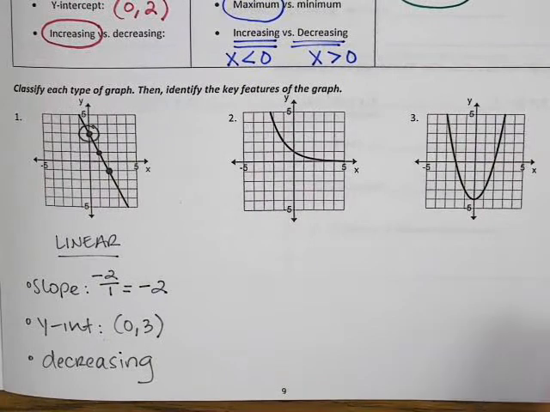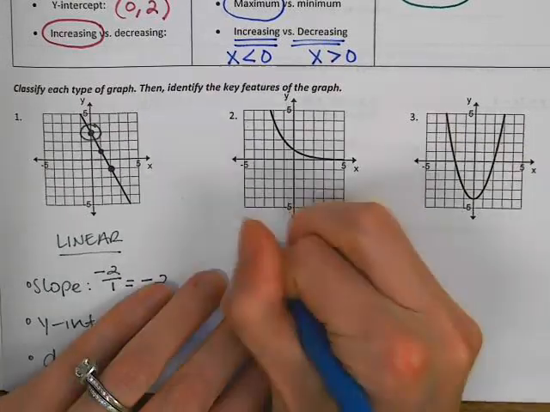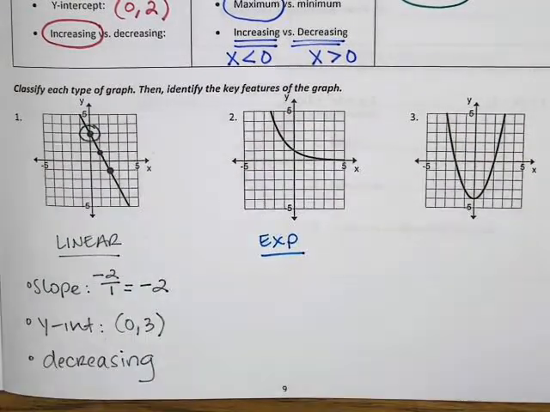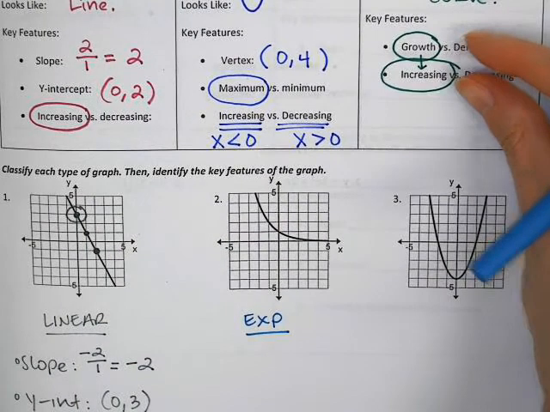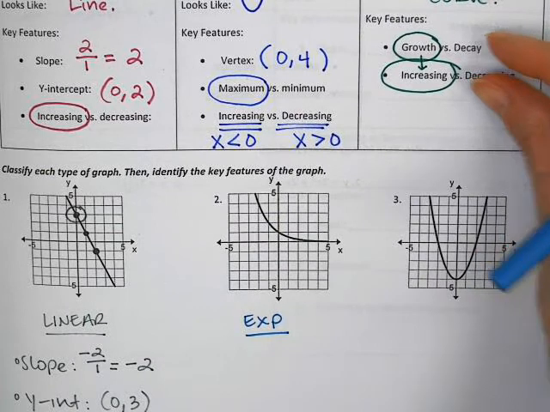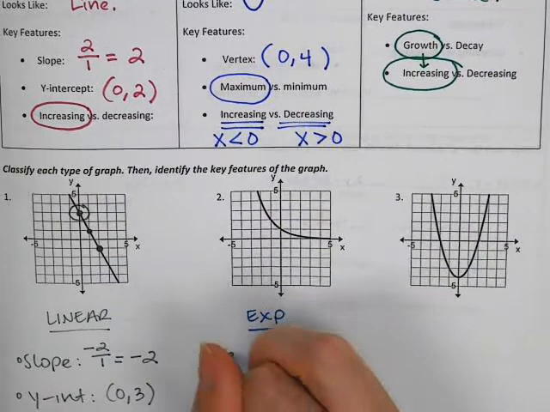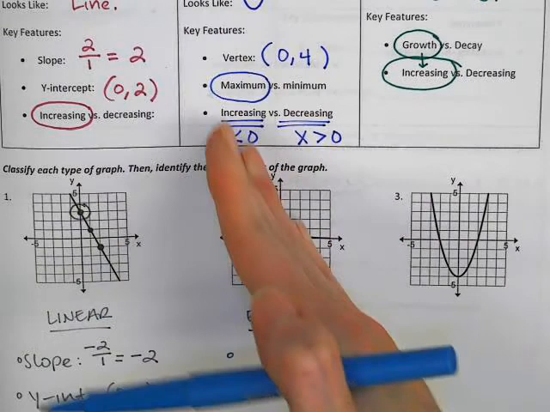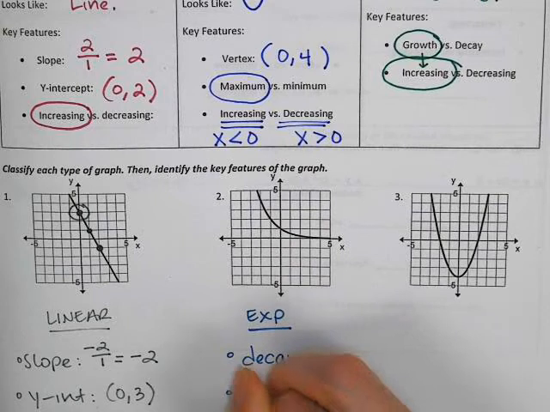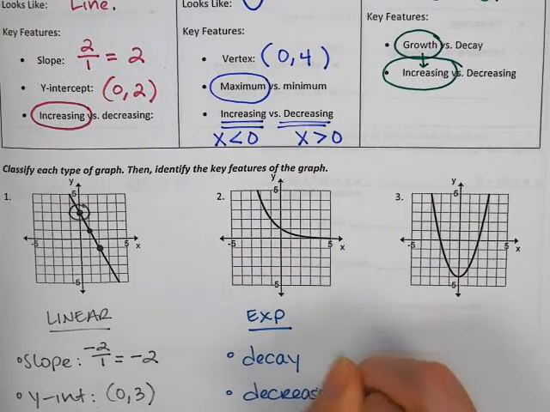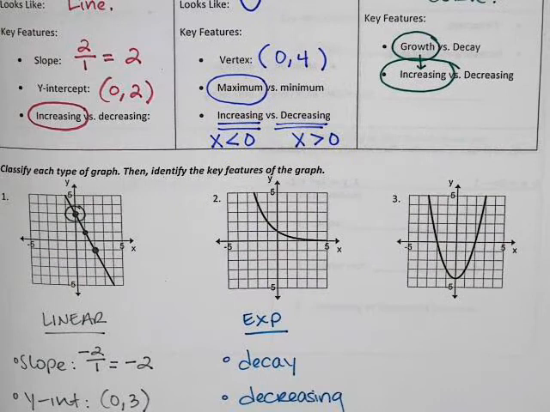We'll just stick with the ones on the front. Okay, number 2. This one, would you guys say is linear, quadratic, or exponential? And it's just that one little curve, so it's exponential. And with exponential, you guys have to tell me 2 things, growth or decay, and then increasing or decreasing. So as you look from left to right, it looks like it is decreasing. So that is a decay, which means it is decreasing. So that's all you need for exponential.